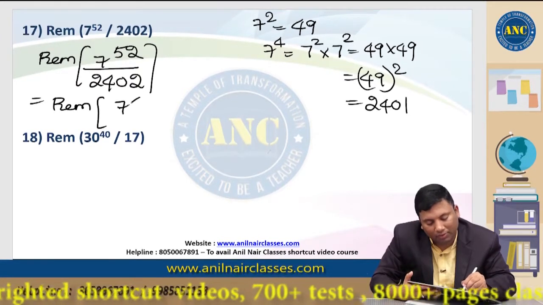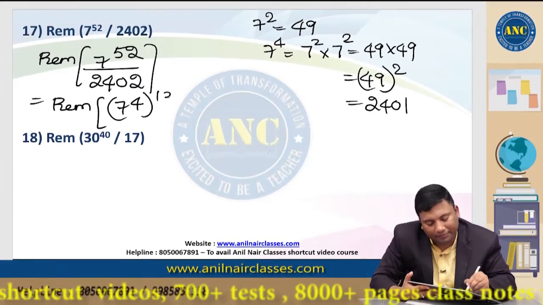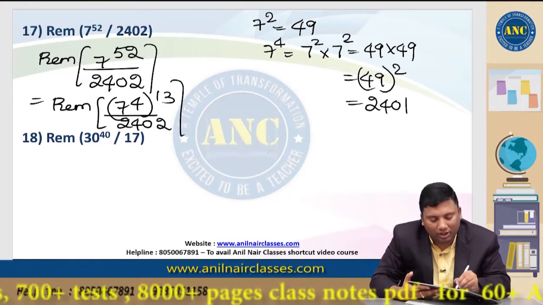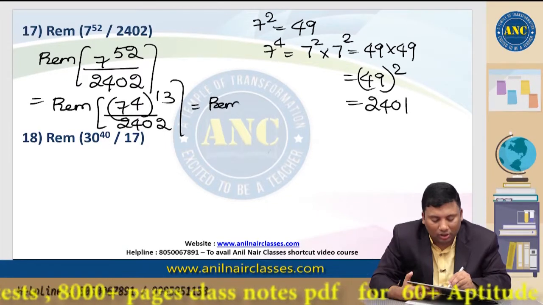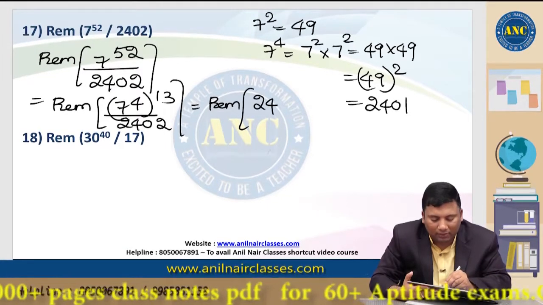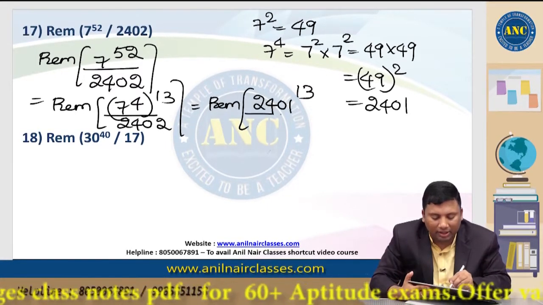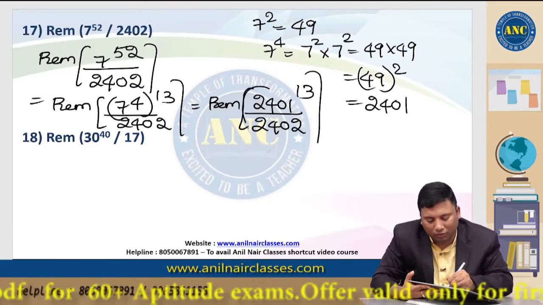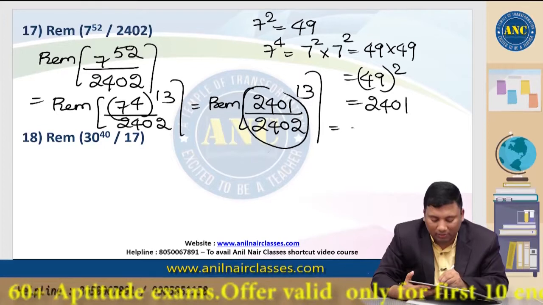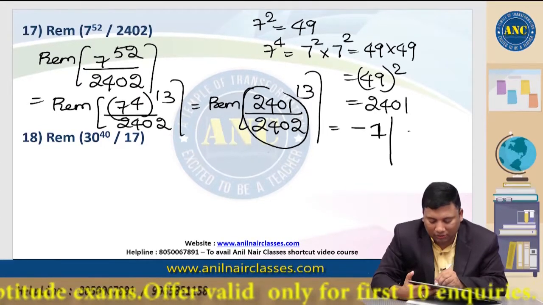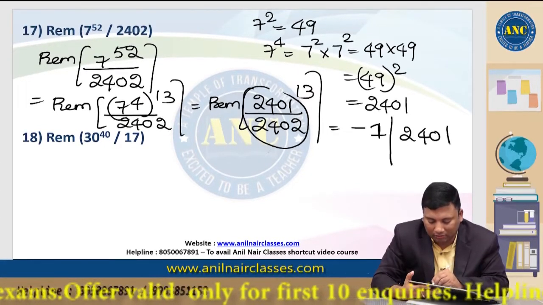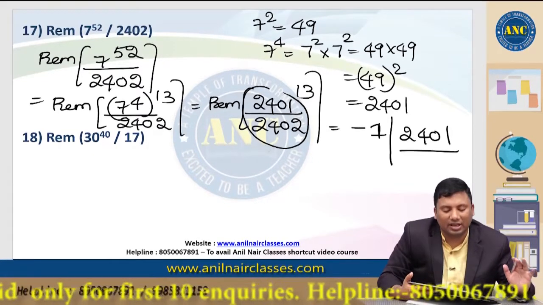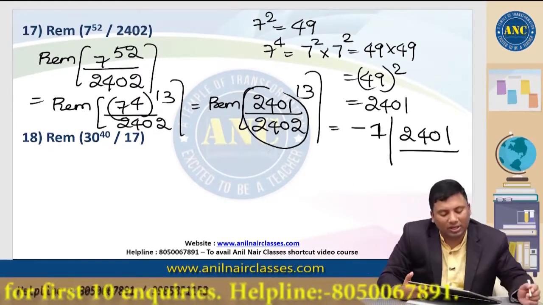7 power 4 power 13 divided by 2402. 7 power 4 is 2401. 2401 power 13 divided by 2402. 2401 divided by 2402 is minus 1. Minus 1 power odd is minus 1. Answer is nothing but 2401. I hope the 17th idea is clear.